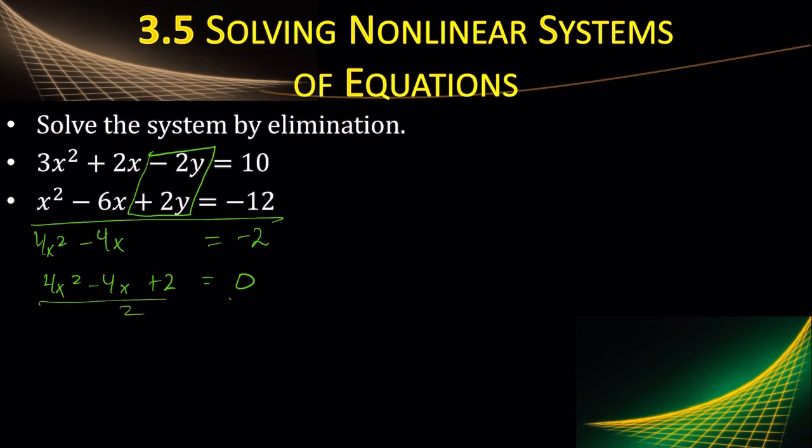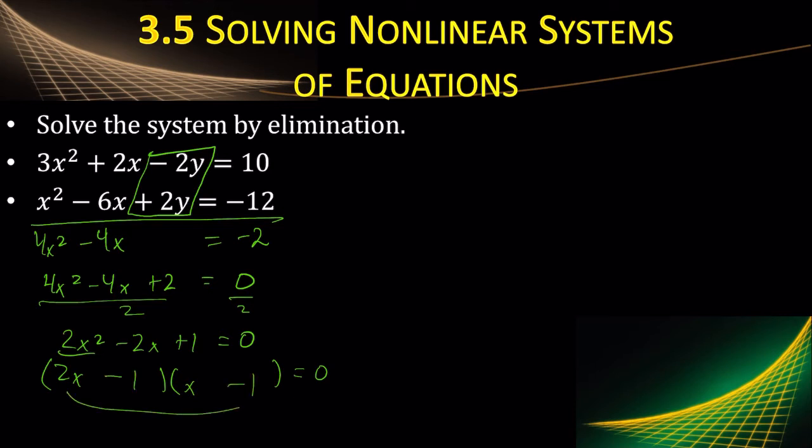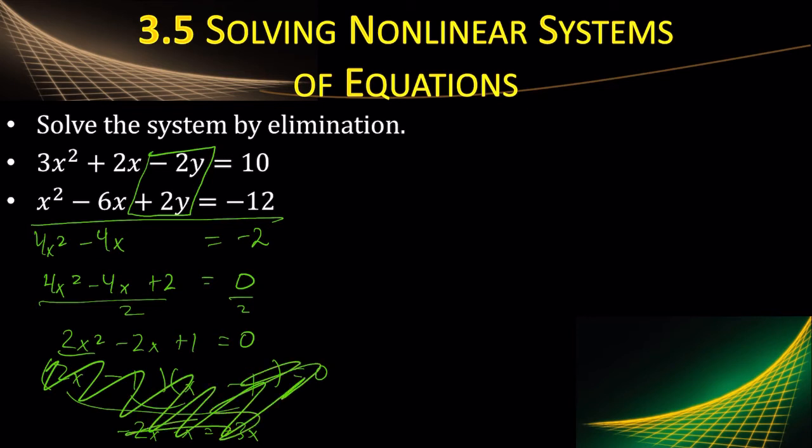Hey, we could divide everything by 2. So make it 2x squared minus 2x plus 1. And we could try factoring. 2x and x. To get a 1, I'll be a minus 1 and a minus 1. Check. That's negative 2x. Minus 1x is negative 3x. That's not what we wanted. And I can't think of any other way to rearrange it. So maybe it doesn't factor.